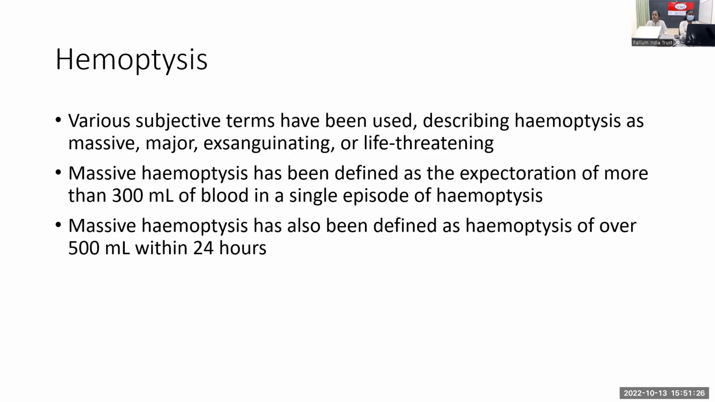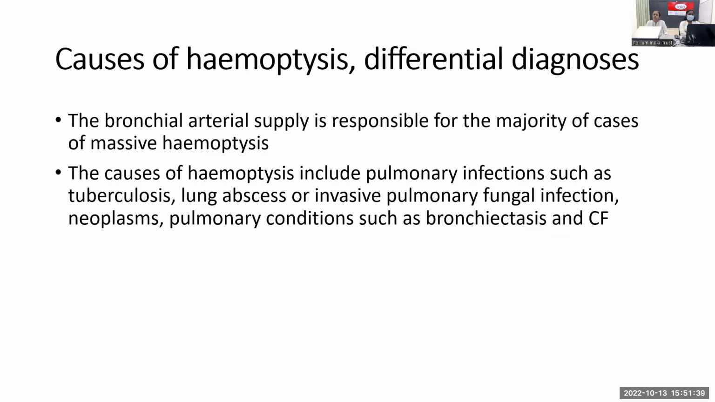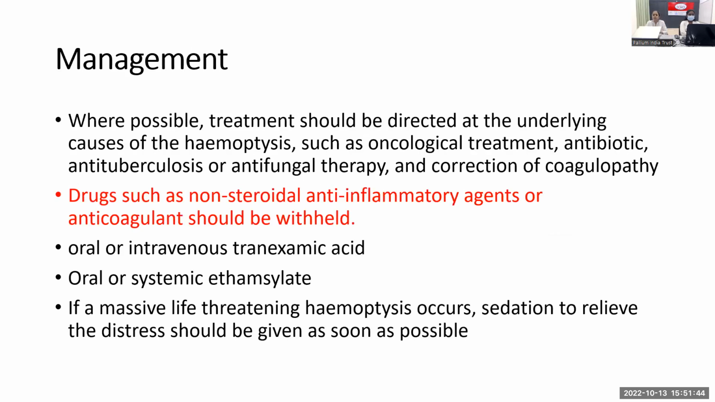Hemoptysis, that is coughing blood through sputum. Unless it is massive hemoptysis, like 300 ml in a single episode of cough, it is not life-threatening. And it can be due to tuberculosis, a tumor mass or any infection. Usually, we give medications to stop the bleeding, like intravenous or oral tranexamic acid or oral etamsylate. If it is a massive hemoptysis, then probably the patient might be dying very, very soon.